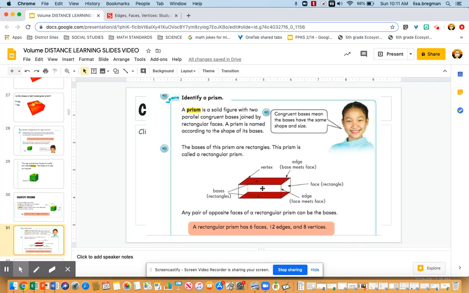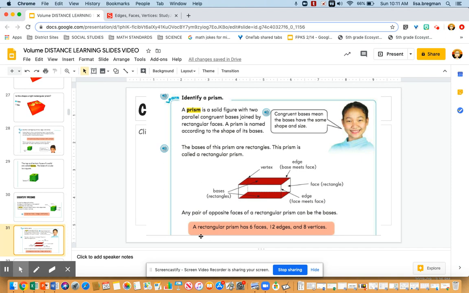So a prism. A prism is a solid figure with 2 congruent bases joined by rectangular faces. So congruent, we know the word is equal. So a prism is named according to the shape of its bases. So this is a rectangular prism. Its bases are rectangles, therefore it is called a rectangular prism.